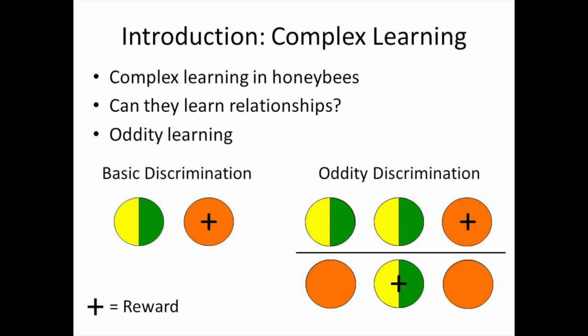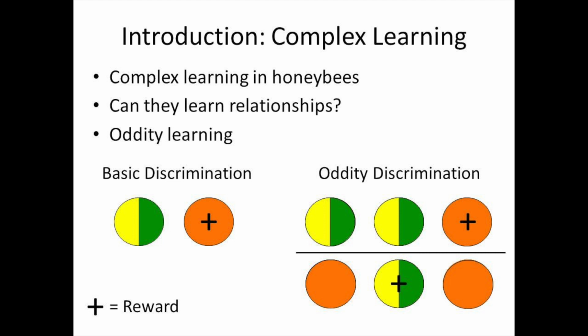In an oddity discrimination test, 3 stimuli are presented. From the top 3 stimuli on the right, only the odd stimulus is rewarded. In this case, it's orange. However, on the bottom, the split green-yellow stimulus is rewarded. This is oddity discrimination, and it's an example of relational learning.